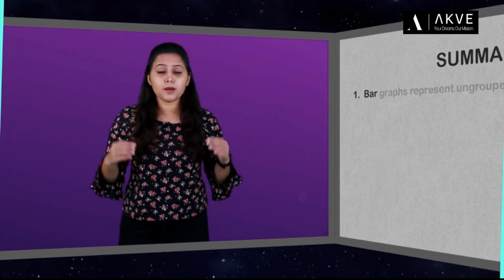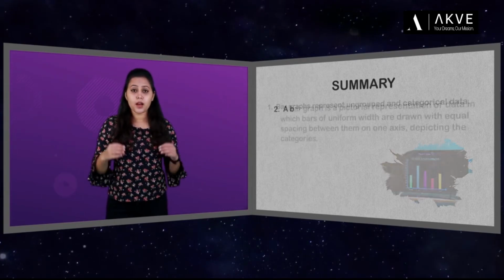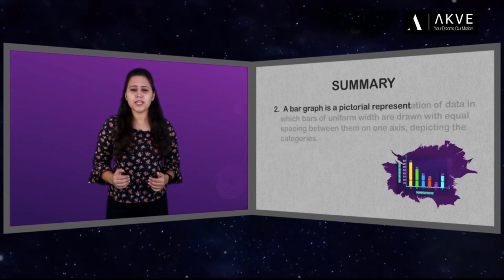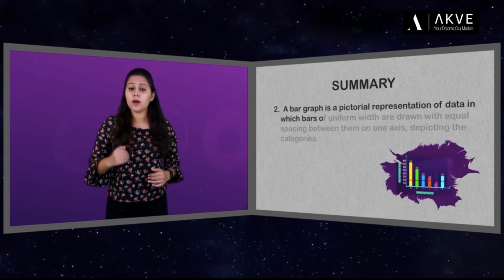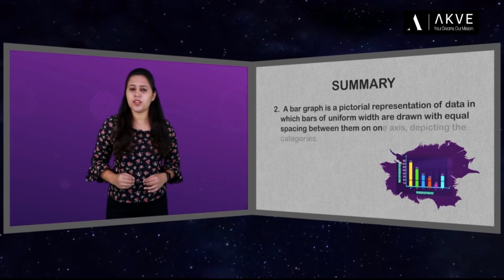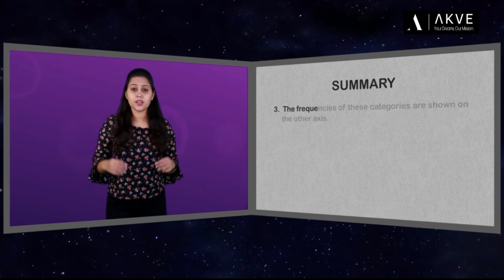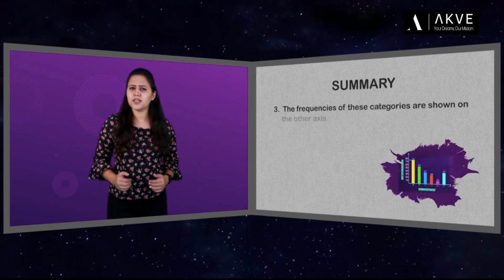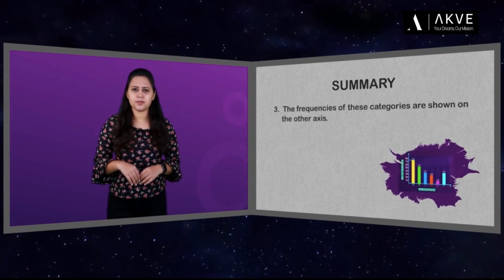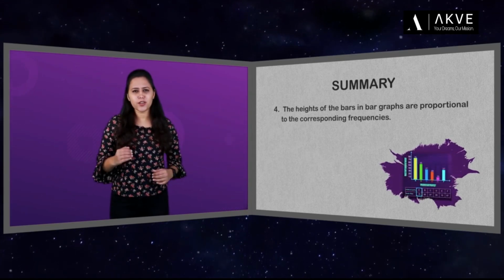Now let's go through what we have learned so far. Bar graphs represent ungrouped and categorical data. A bar graph is a pictorial representation of data in which bars of uniform width are drawn with equal spacing between them on one axis depicting the categories. The frequencies of these categories are shown on the other axis. The heights of the bars are proportional to the corresponding frequencies.